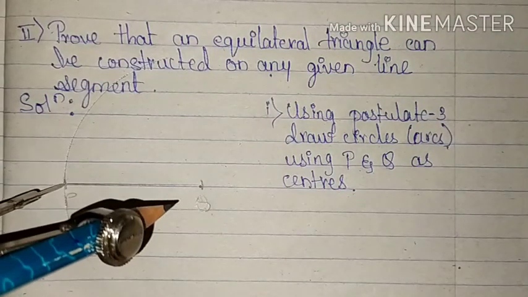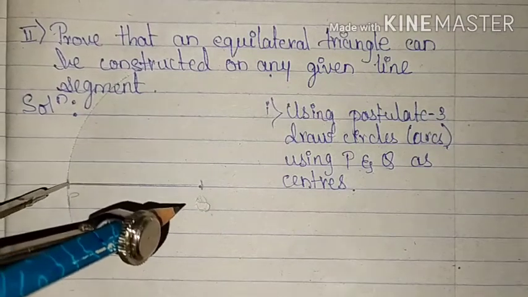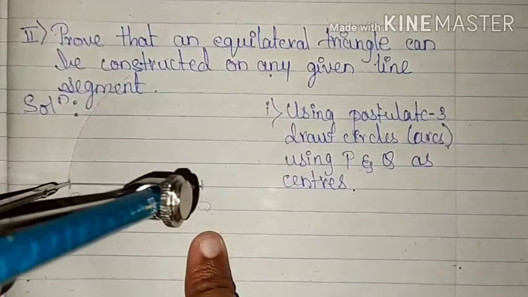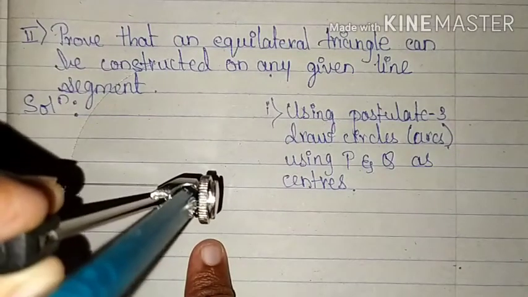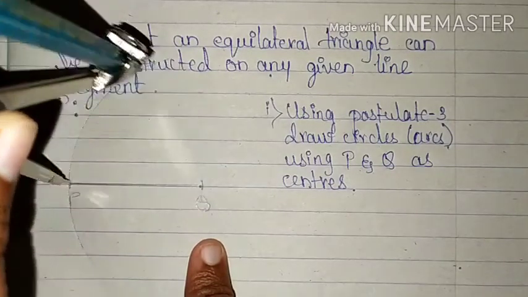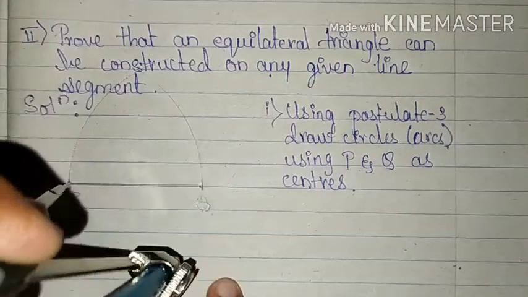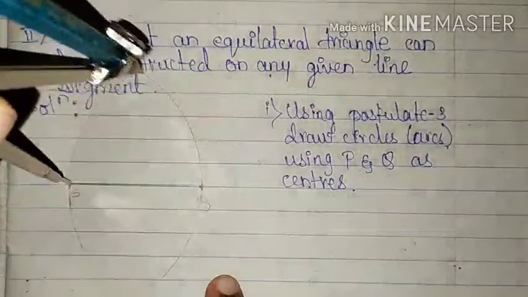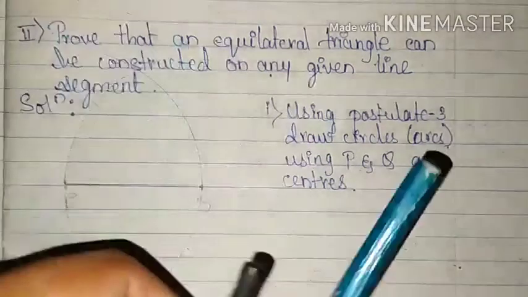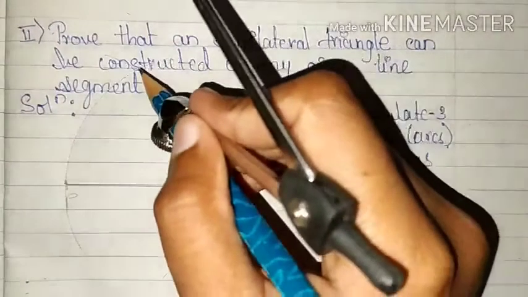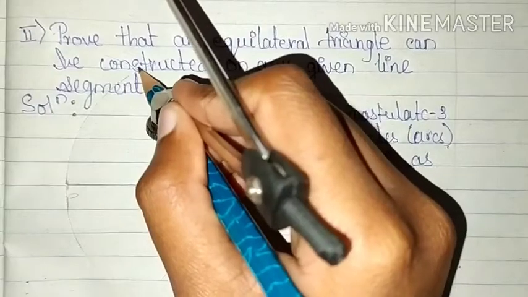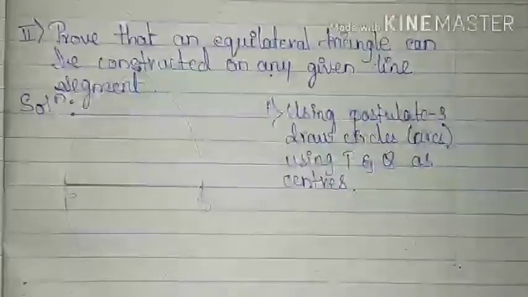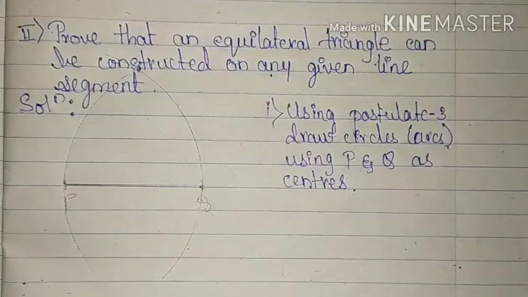Now I'll take P to be my center, right? P and Q as centers. First I took Q to be my center. Now I am taking P to be my center with QP as my radius. So now this is the second arc. You can see that both these circles meet at a point up here. Both of these circles meet at the point right there.